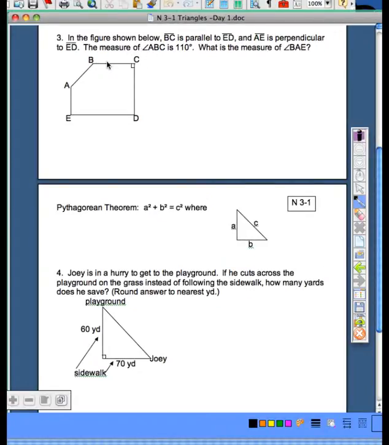In this figure, BC is parallel to ED, so we're going to mark those with an arrow to show that those two are parallel. AE is perpendicular to ED, so we use our little right angle symbol to show that. What is the measure of angle BAE? So it's this angle right here that we're looking for. Remember, A is the vertex of the angle BAE. The measure of angle ABC right here is 110. Okay, so I've got all of that labeled.